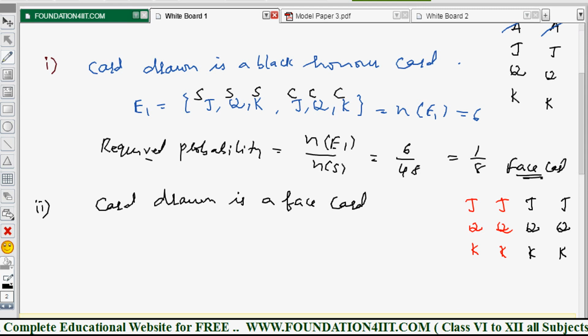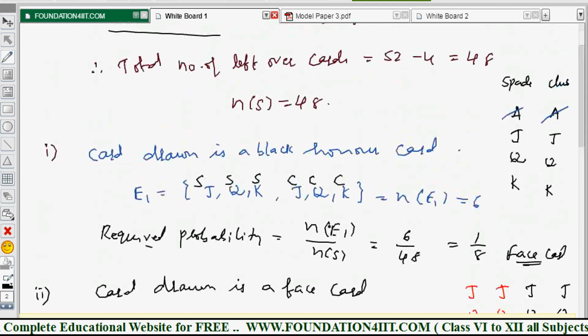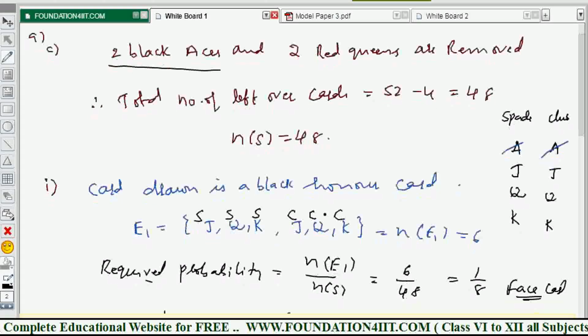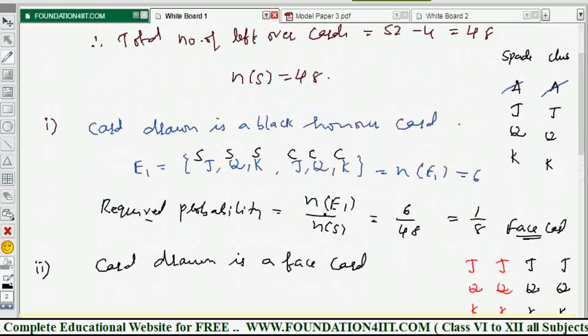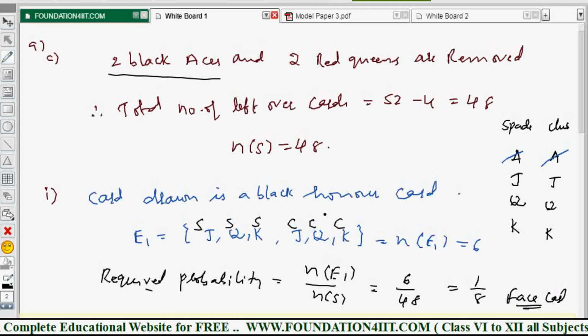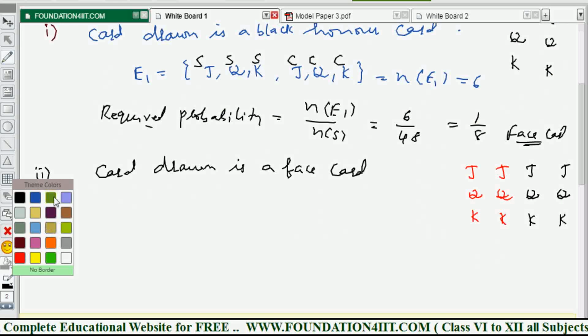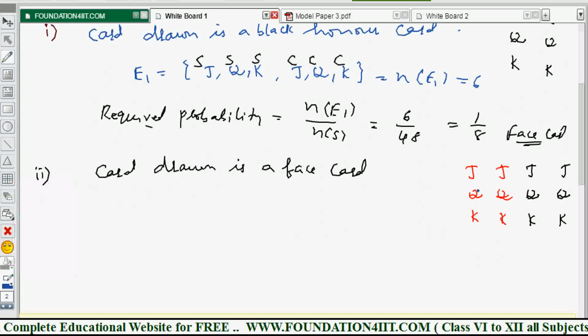Now from the well shuffled deck, we have removed two black aces and two red queens. Aces are not face cards, so only the two red queens will be removed from this. Two red colored queens we should remove. Then the remaining is 1, 2, 3, 4, 5, 6, 7, 8, 9, 10. So these 10, if you take it as E2.